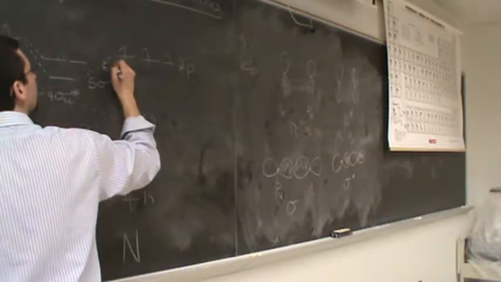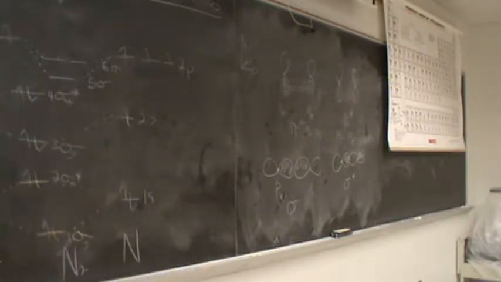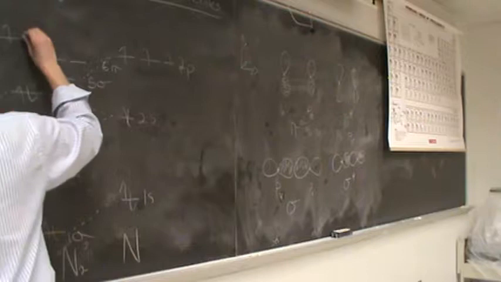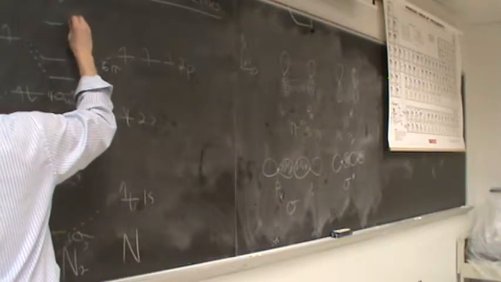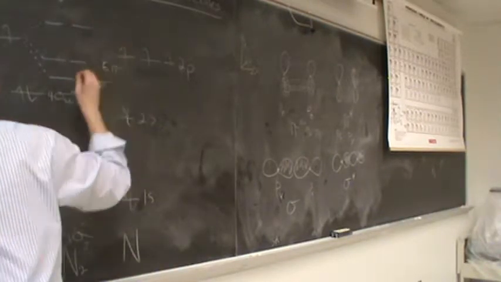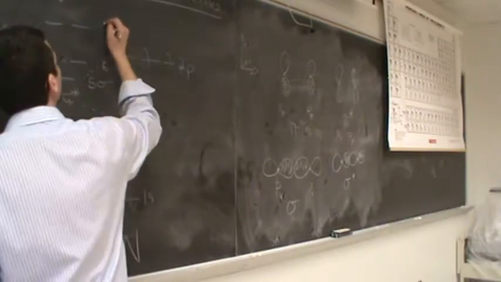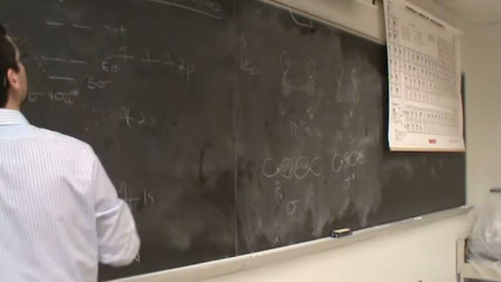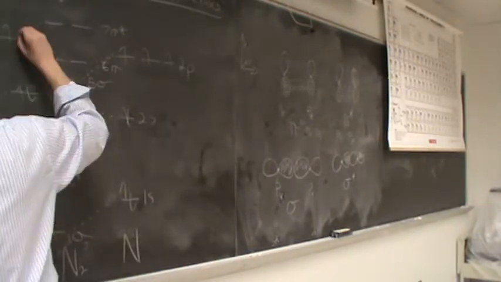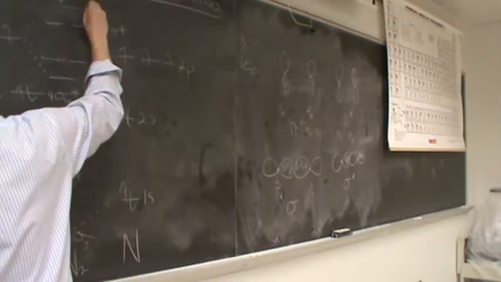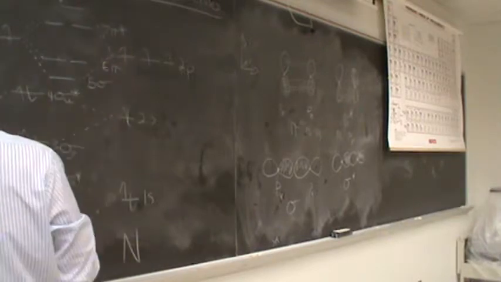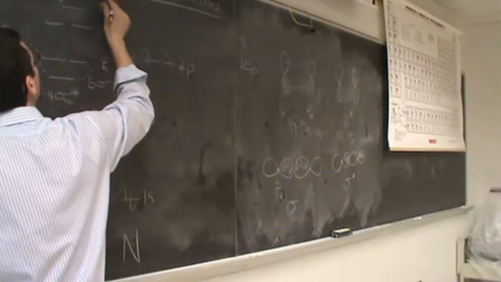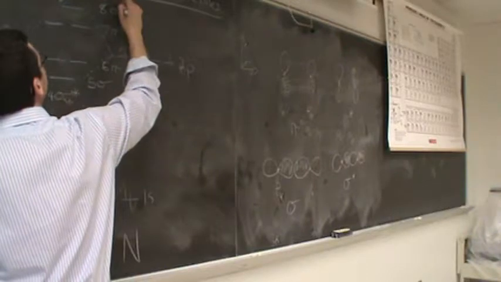6 pi. Now, which orbital should come next? Pi star, yeah, because that is crummy overlap compared to the sigma. So those are going to be pi star. There we go. And then we finally get to 8 sigmas.